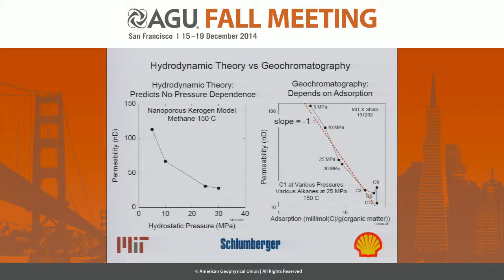And on this plot, I've included methane at various pressures along with hydrocarbons at 25 megapascals, all at 150 degrees centigrade. And you have this very nice inverse relationship, which suggests that we are not in the hydrodynamic regime, but we are dealing with what we call geochromatography, which is the ability of substances to flow through solids where there's an adsorption going on, just like a regular gas chromatograph column.